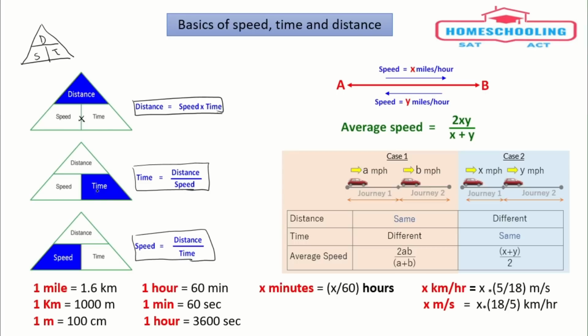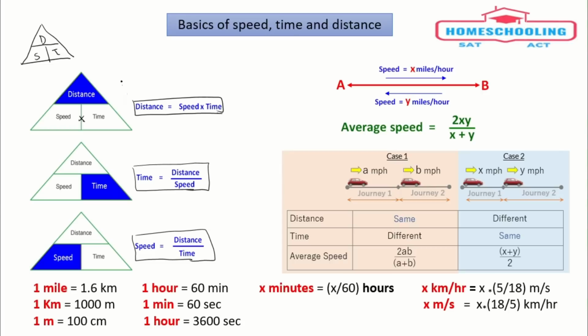If you have to find the time, distance is at the top of the pyramid and speed is at the bottom, so we write distance in the numerator and speed in the denominator. So time is equal to distance over speed. Similarly, if we have to find speed, at the top distance is there, so we put distance in the numerator, and at the bottom of the pyramid time is there, so we put time in the denominator.